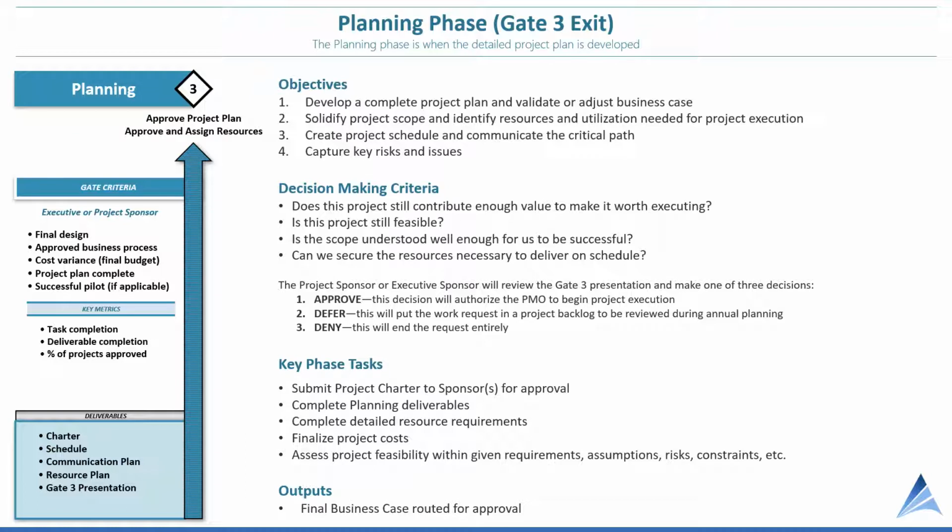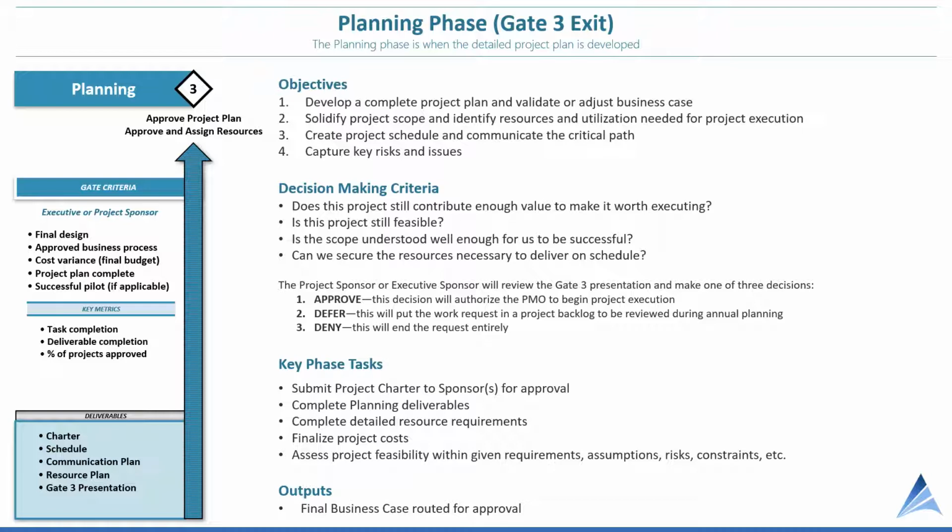In the planning phase, we'd have a detailed project plan developed. And again, high-level objectives such as completing the project plan, solidifying the project scope, creating the schedule, communicating a critical path, and capturing key risks and issues. The decision-making criteria at this point may be different than at the other phases, because by this point, the business case has been reviewed and approved, and now we're determining if the project still contributes enough value to make it worth executing once the plan's in place. Helps us understand, is the project still feasible? And do we understand the scope well enough to be successful?